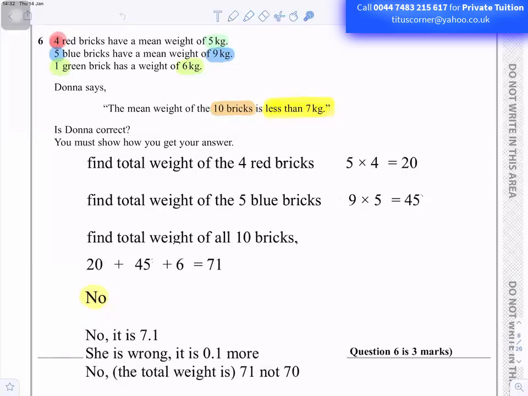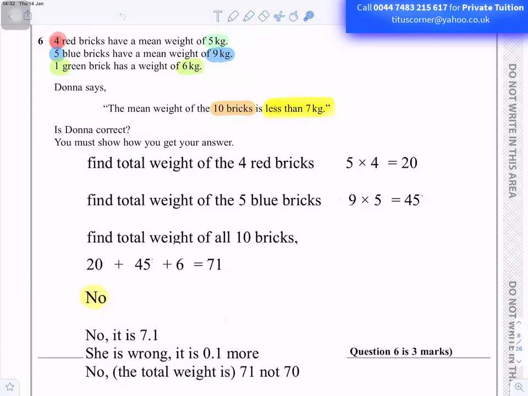Question number 6. 4 red bricks have a mean weight of 5 kilograms. 5 blue bricks have a mean weight of 9 kilograms. 1 green brick has a weight of 6 kilograms. Donor says the mean weight of the 10 bricks is less than 7 kilograms. Is Donor correct? You must show how you get your answer.